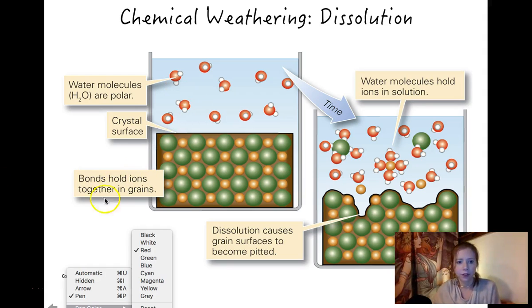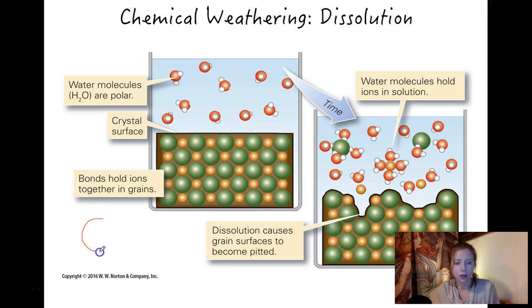We have our oxygen, which is a negative ion. So an ion is just a charged atom. Then we have two hydrogens, so our little Mickey Mouse molecule here. Hydrogens are positive ions, so they're cations. Oxygen's a negative ion, so it's an anion.